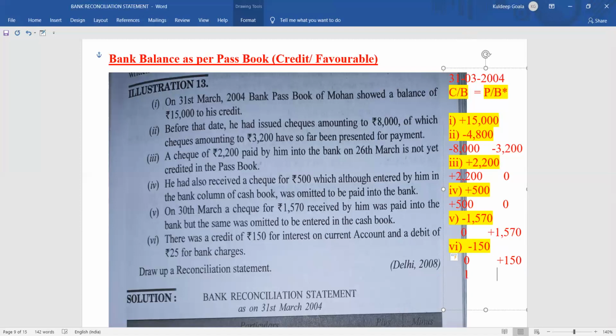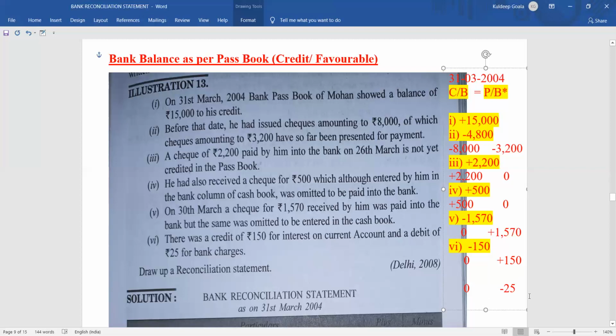Yeah, now coming to the second part of this particular point, here what is there, a debit of 25 for bank charges. Again there is a deduction. What is the deduction saying? A debit means minus. Okay, how much? 25. So again this is also not being shown in the cash book, no information in the cash book. That means the cash book is having no change, so cash book is 0, no change, whereas the passbook is having minus 25, minus 25.